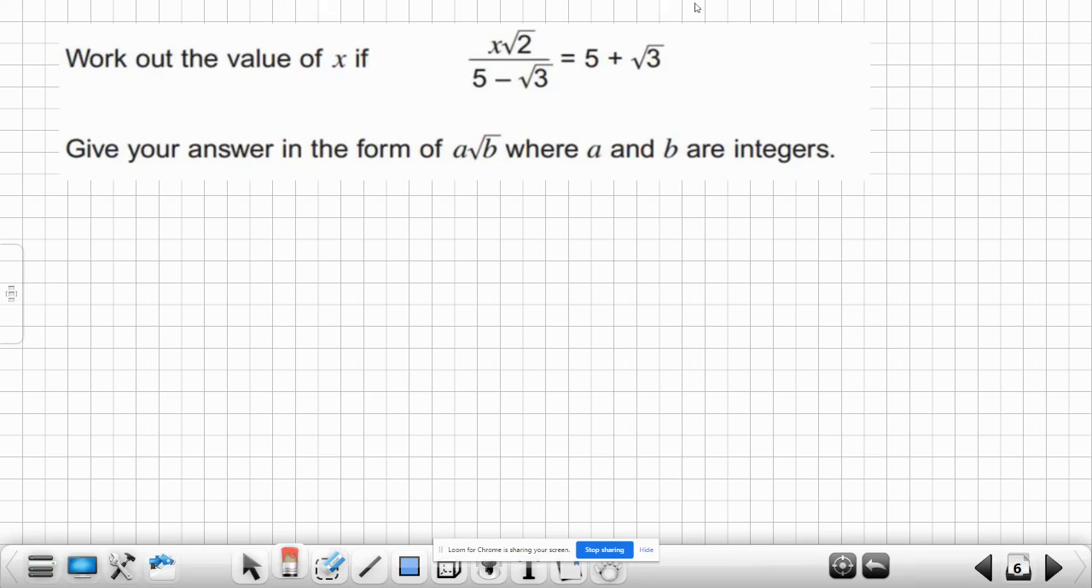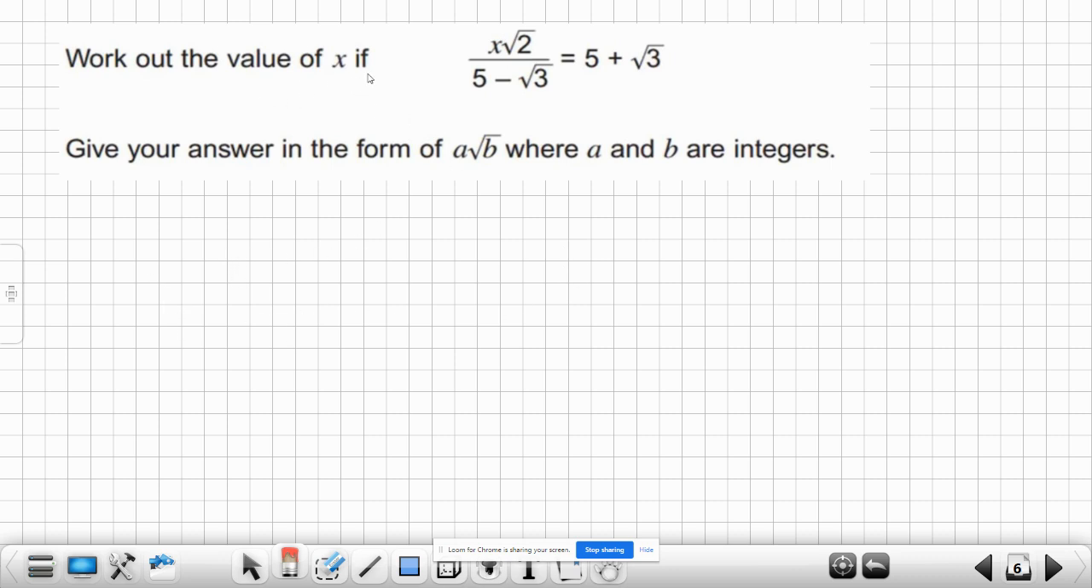This is a surd question, and what it hopefully will show you is the importance of finding the difference of two squares. Okay, so let's have a look at this problem.